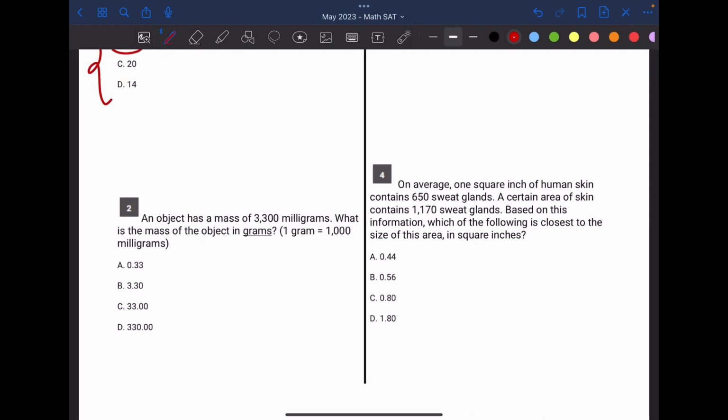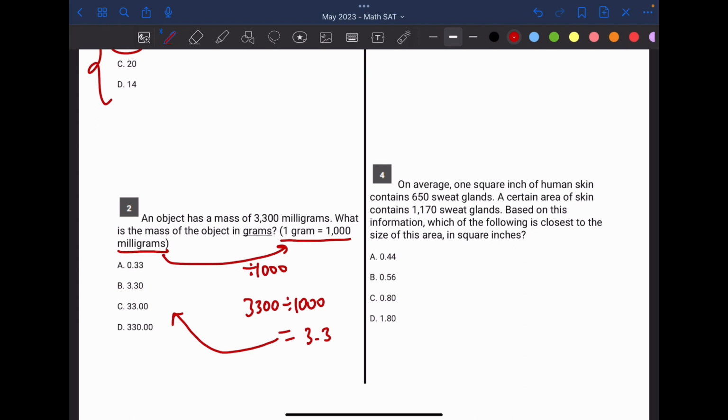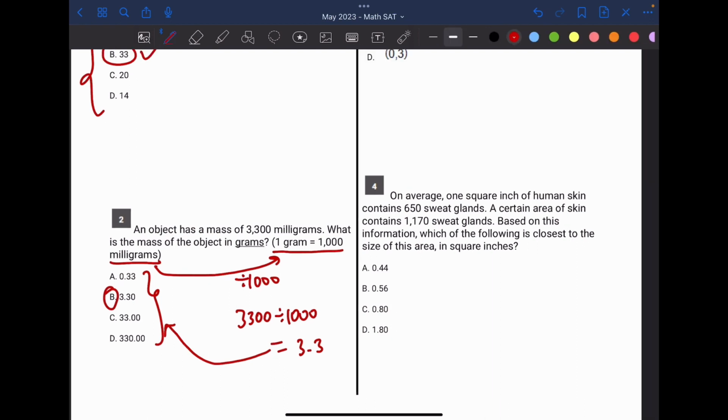Question number 2, an object has a mass of 3,300 milligrams. What is the mass of the object in grams? So it tells us here that 1 gram is 1,000 milligrams. So this makes it pretty simple because if you want to go from milligrams to grams, you would have to divide by 1,000. Pretty simple. So 3,300 divided by 1,000 is equal to 3.3. And if you look at these choices, which one is equal to 3.3? It is 3.30 because the 0 at the end doesn't really do anything. So that's question number 2.